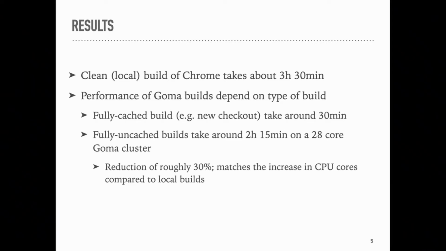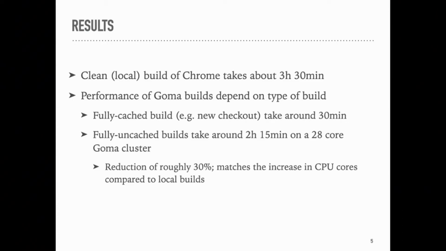On my local 8-core iMac, compiling Chrome took around 3.5 hours, while the same compilation on our 28-core remote execution cluster took only about 2 hours and 15 minutes. This is a reduction of about 30% and matches the increase in actions that are executed in parallel. So we are confident that we can achieve even better build times with a larger cluster.